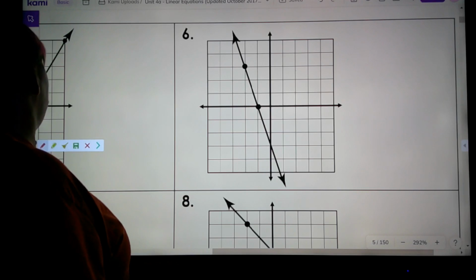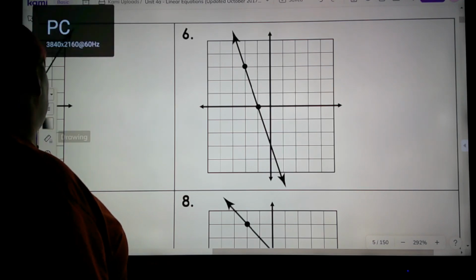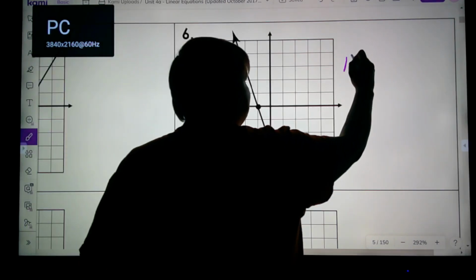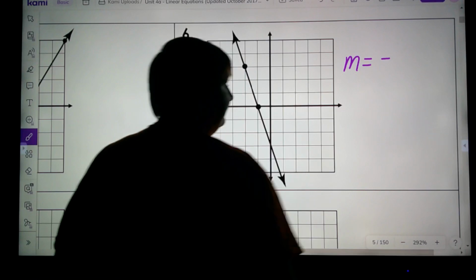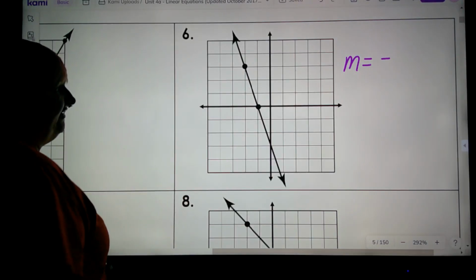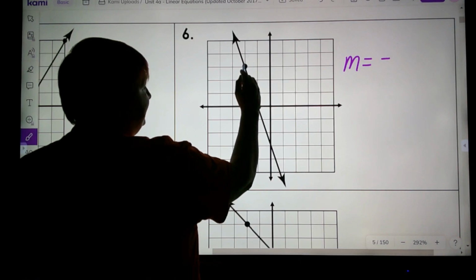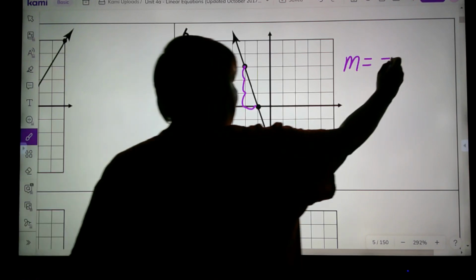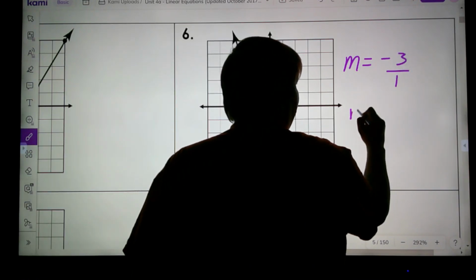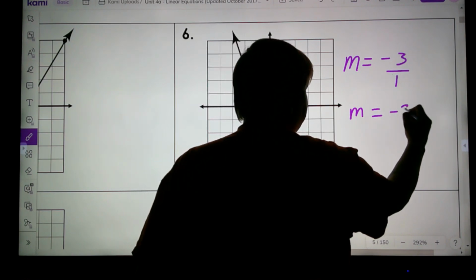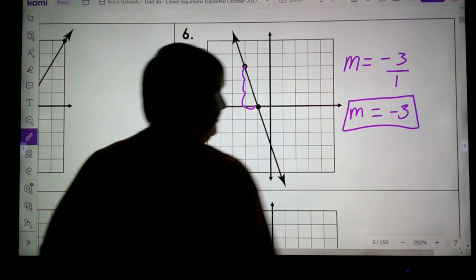All right? Just by looking at it, you can tell me this is a negative slope, so you know your slope is going to be negative. Let's go ahead and get that out of the way. You know your answer has to be negative. And then count. I went down 1, 2, 3, and over 1. Down 3, right 1. That means my slope, if I simplify negative 3 over 1, that's just negative 3. Slope is negative 3.